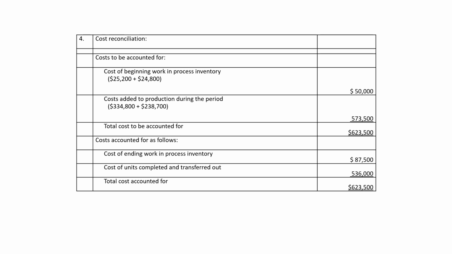If you go back to the previous slide, we already assigned $87,500 of costs to ending work in process for the blending department, and $536,000 of the cost was assigned to those items that were transferred out. So all the costs have been accounted for. They're either still in our work in process inventory in the blending department, or they were transferred out to the bottling department. Okay, so that is our process costing chapter.